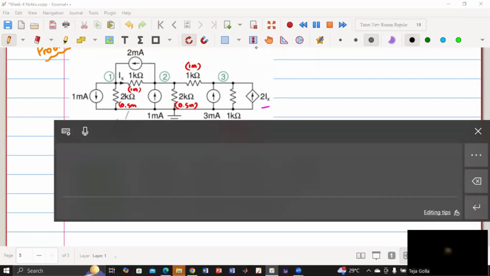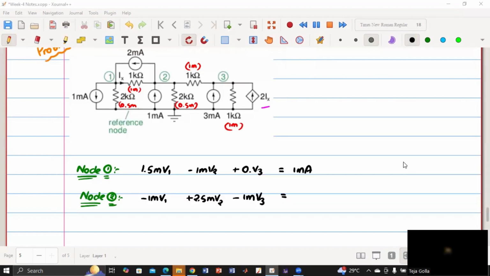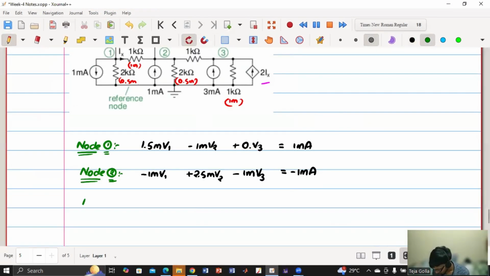It's minus 1 milli. Minus 1, yes. So how much is it? Minus 1 milliampere. Okay. And now we'll go to node 3.